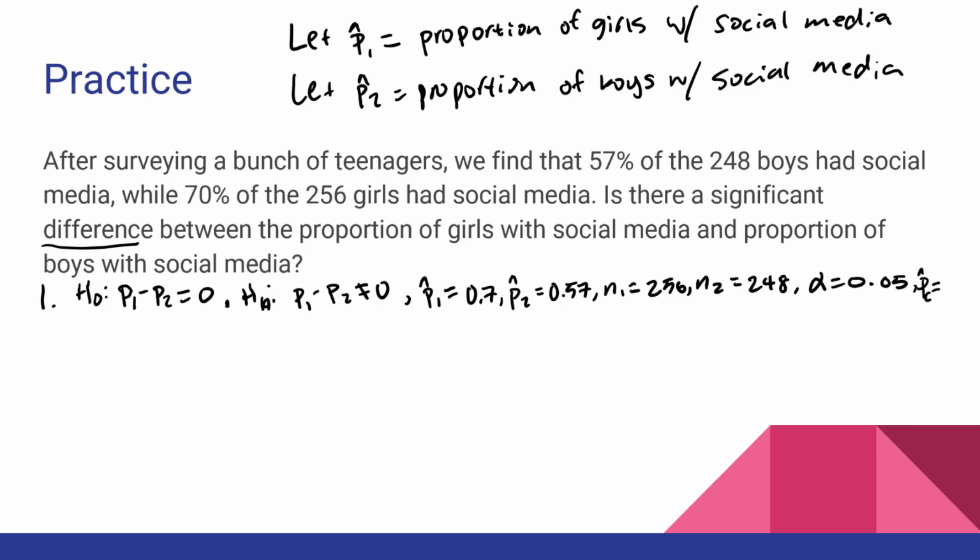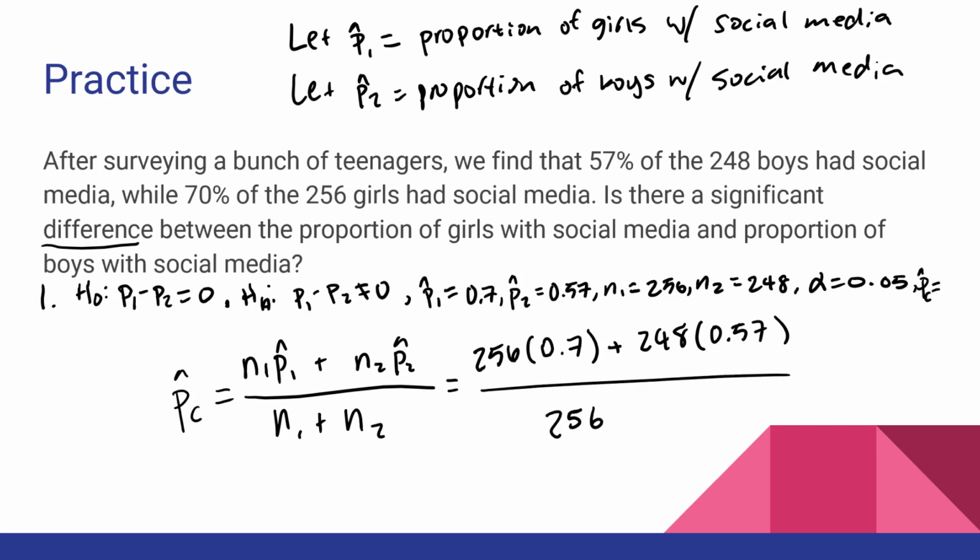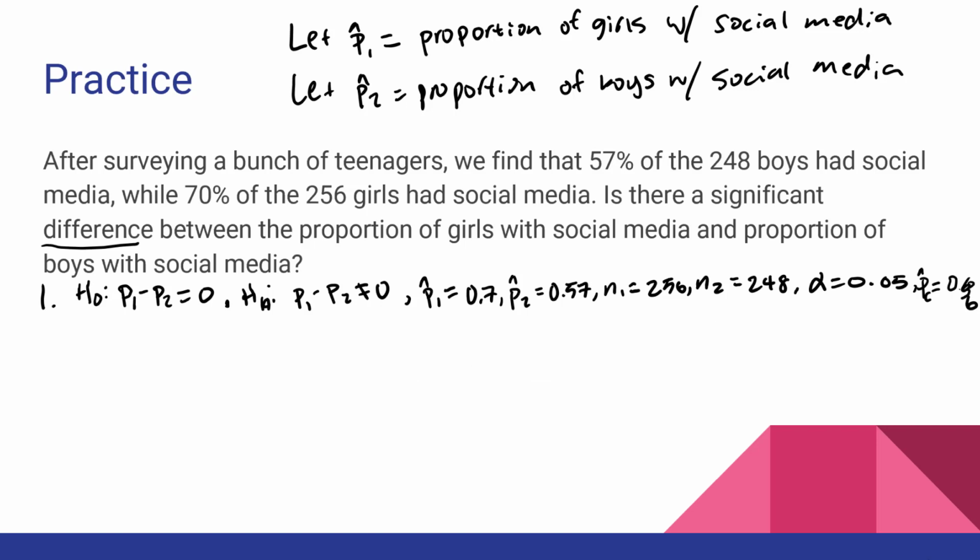So our p hat c is equal to n1 p hat 1 plus n2 p hat 2 over n1 plus n2. Putting in all of our numbers, we get 256 times 0.7 plus 248 times 0.57 over 256 plus 248. Putting that into a calculator, we get 0.636. So that is our p hat c, 0.636.